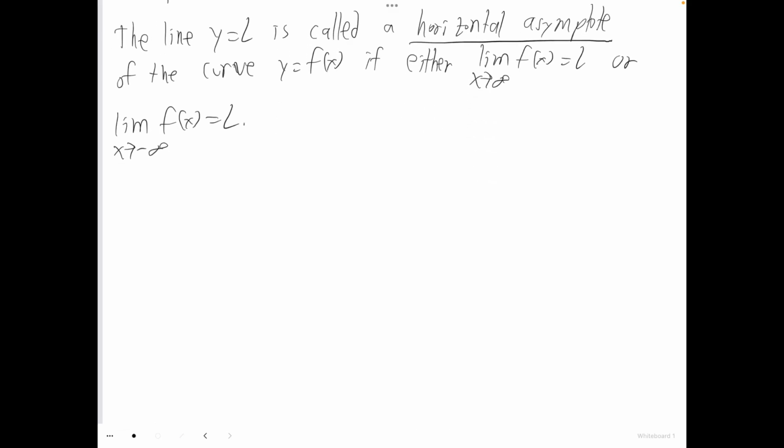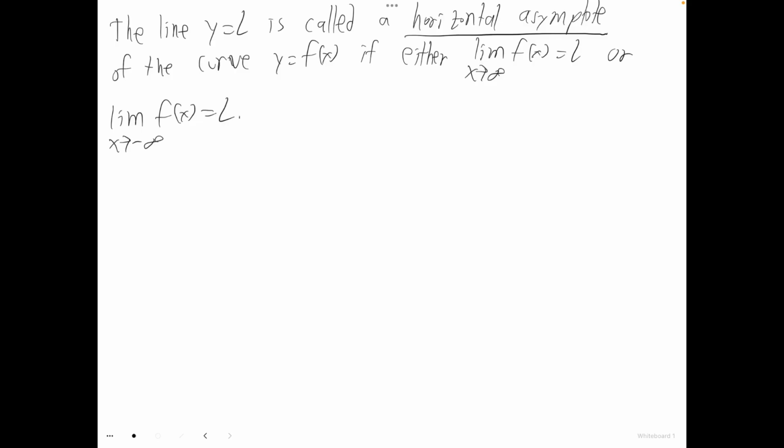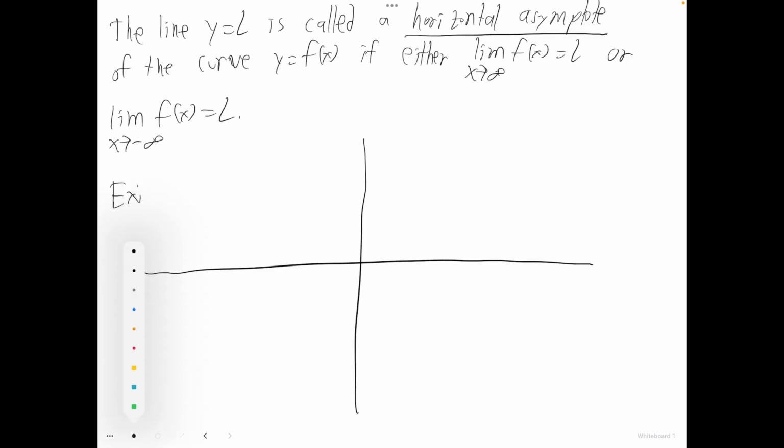And so now these don't have to necessarily line up. So if we look at the following example, we are going to graph the function y equals tangent inverse of x. Graphing the function y equals tangent inverse of x, it looks something like the following. And so notice it has two horizontal asymptotes. It has one right here, and it has one right here.